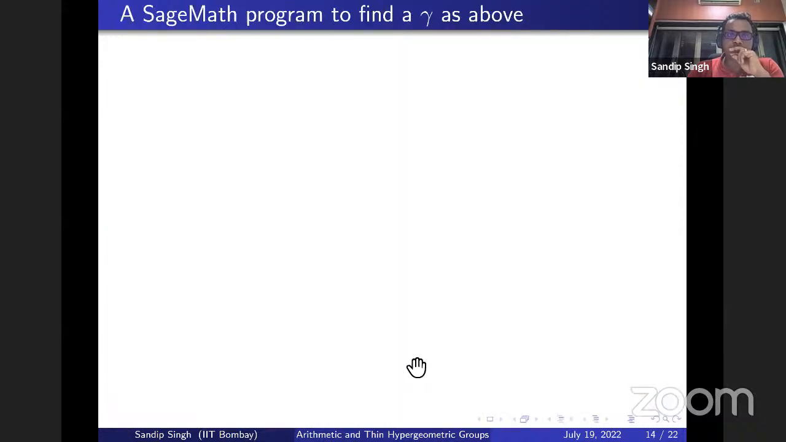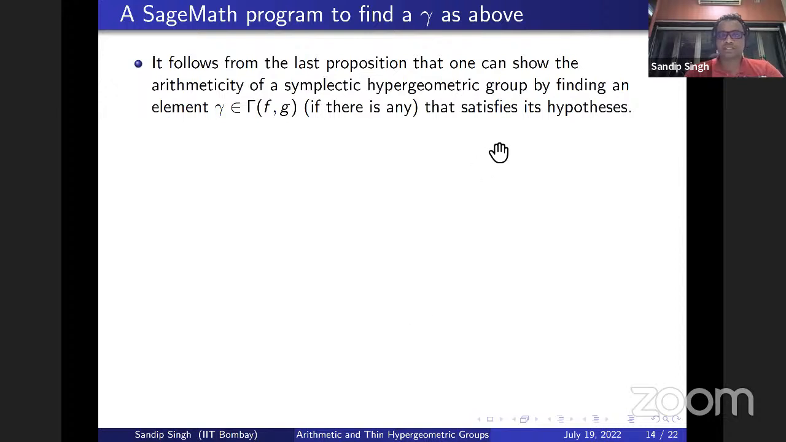So here is a program to find a gamma as a word. It follows from the last proposition that one can show the arithmeticity of a symplectic hypergeometric group by finding an element gamma in gamma f,g, if there is any, that satisfies its hypothesis. Because we know that v is the last column vector of C minus identity, we just have to find the gamma such that v, gamma v, and gamma inverse v are linearly independent, and gamma v has the last coefficient of absolute value plus minus 1 or plus minus 2. If we get such a gamma, then we get the arithmeticity immediately.